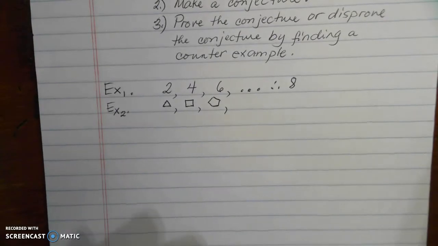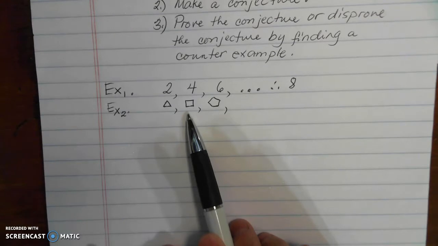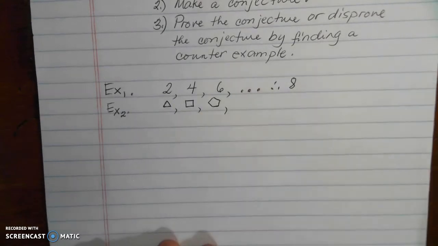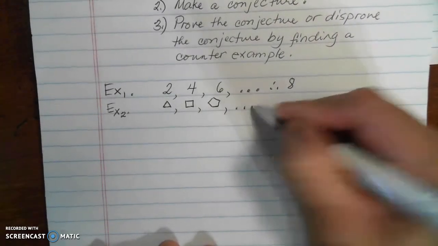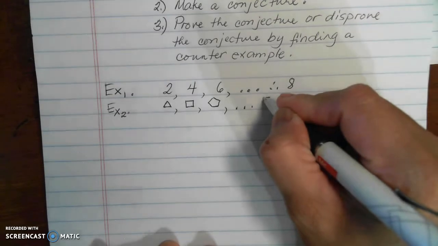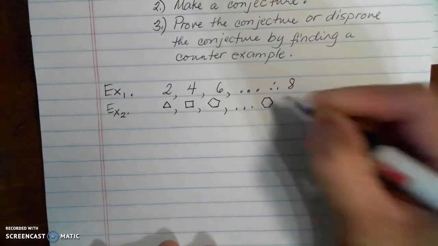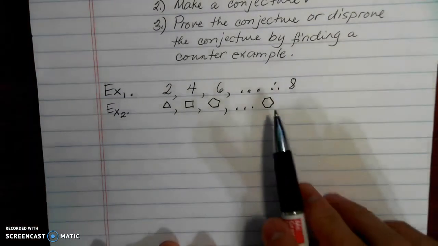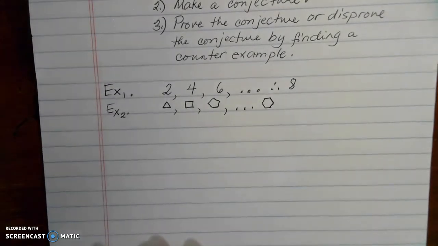Example number 2. I see a triangle, I see a quadrilateral, and I see a pentagon. I would say that my conjecture is my next figure is going to be a 6-sided figure, a hexagon. It's because that's the pattern that I'm following. Therefore, my conjecture is my next figure is a 6-sided polygon.